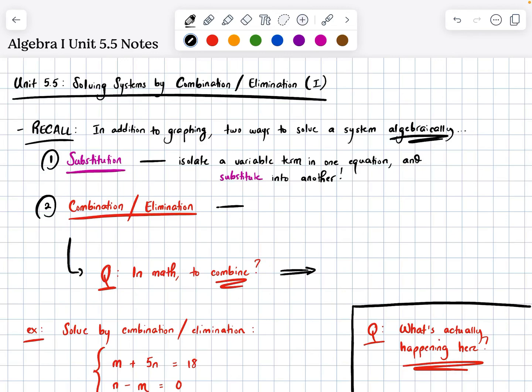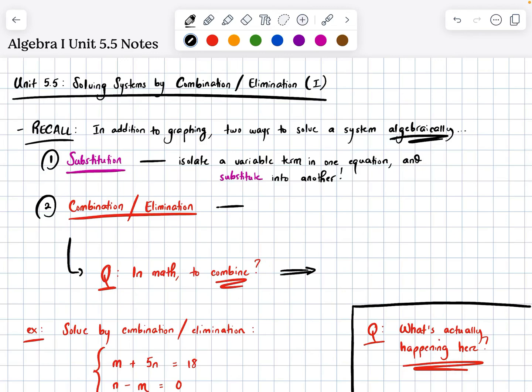Hi friends, how are you? Fifth class of Unit 5. Today we're going to talk about our second method for solving systems of equations algebraically. Its name is combination or elimination. The two names are interchangeable. And this is part 1.